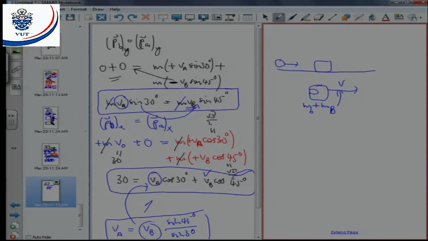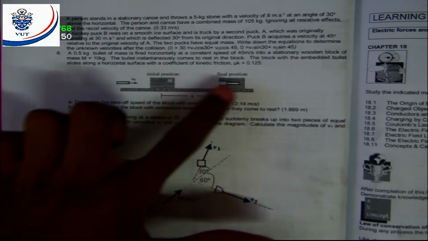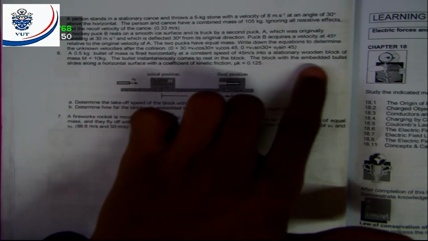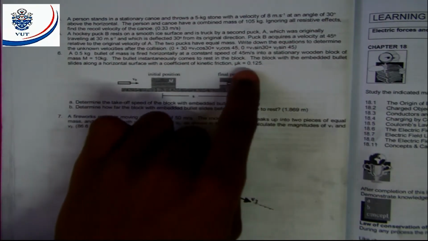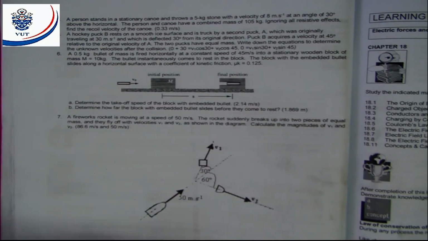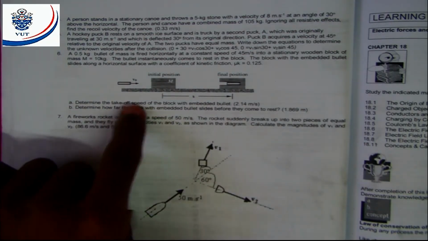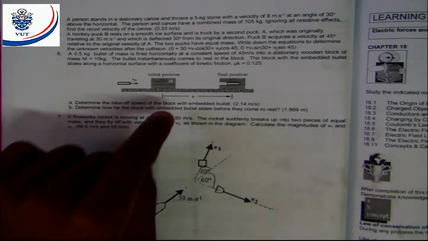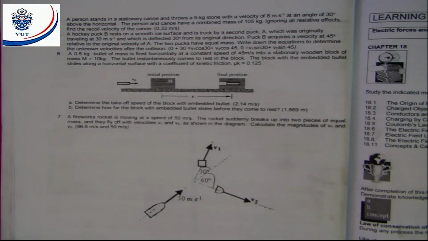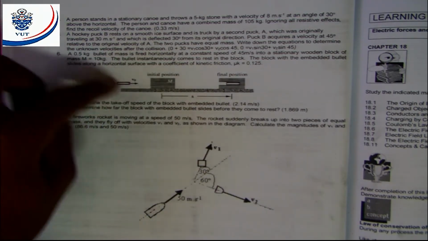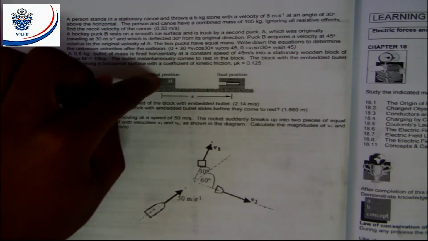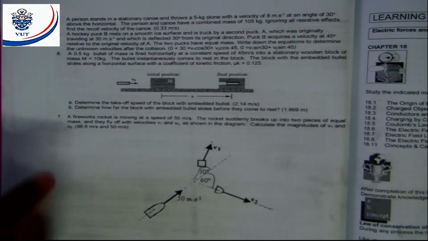So let's see what the question is. The block with the embedded bullet slides along a horizontal surface with a coefficient of 0.125. Part A, we should determine the takeoff speed of the block with the embedded bullet. For that we'll use conservation of momentum. We know the momentum before, it's just this plus 0, and then after it's the momentum of the bullet block system, so we can find v.